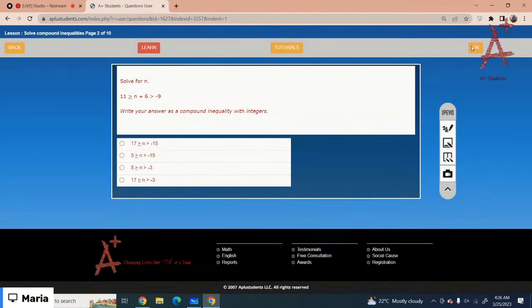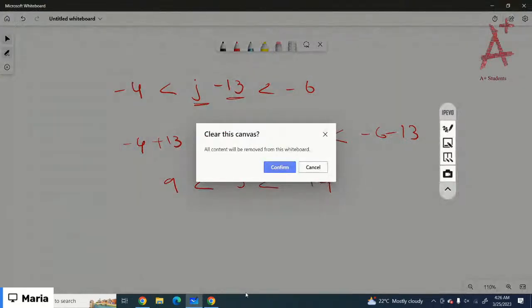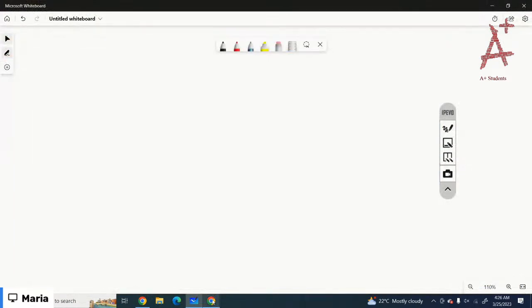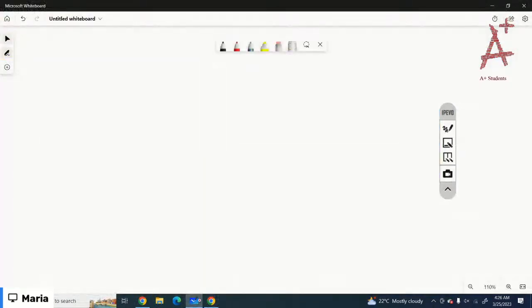Okay, the next one is solve for n. The inequality is 11 is greater than or equal to n plus 6 and greater than negative 9. So we have to isolate the variable n. So 6 is added to n, so just subtract 6 from the inequality. It would be 11 minus 6, n plus 6 minus 6, and negative 9 minus 6.